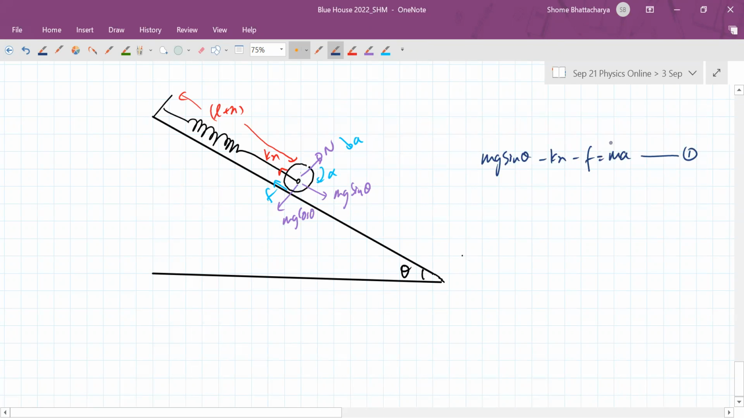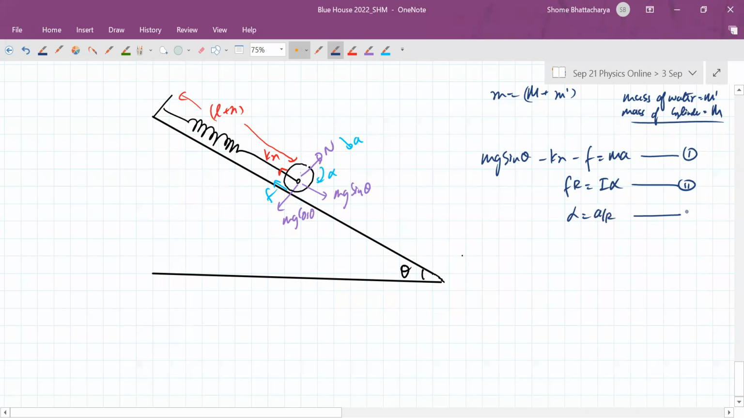Now this m I'll write as capital M plus m prime. I am making the mass of water inside as m prime, and the mass of the cylinder, that is capital M. I'll change that m prime to m later. It's just easier to write this way. Now, friction into radius will be equal to I alpha, and alpha is equal to a by R.